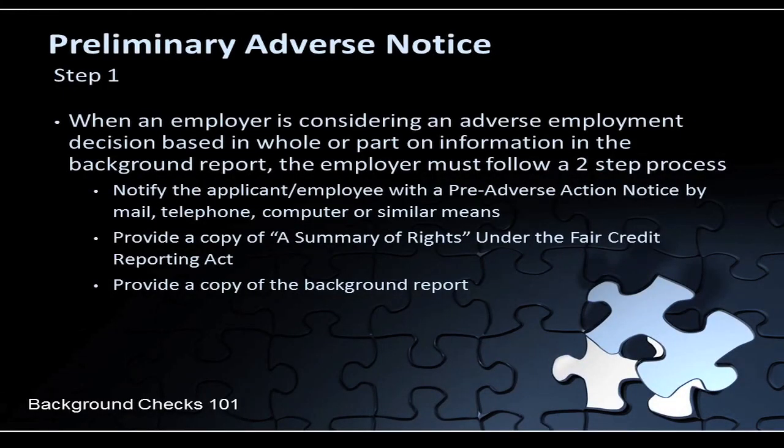Preliminary adverse notice. When an employer is considering an adverse employment decision based in whole or in part on information in the background report, the employer must follow a two-step process. Step 1. Notify the applicant or employee with a pre-adverse action notice by mail, telephone, computer, or similar means. Provide a copy of a summary of rights under the Fair Credit Reporting Act. Provide a copy of the background report.